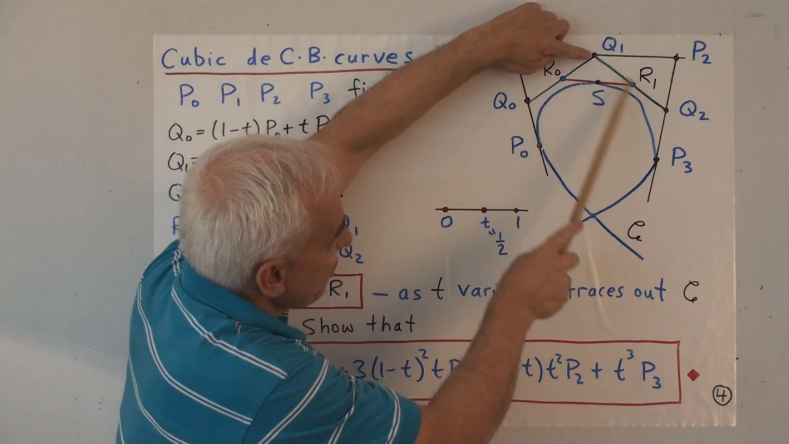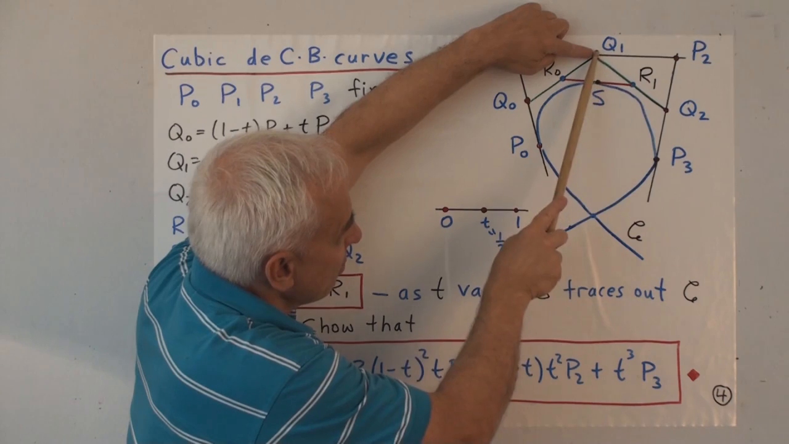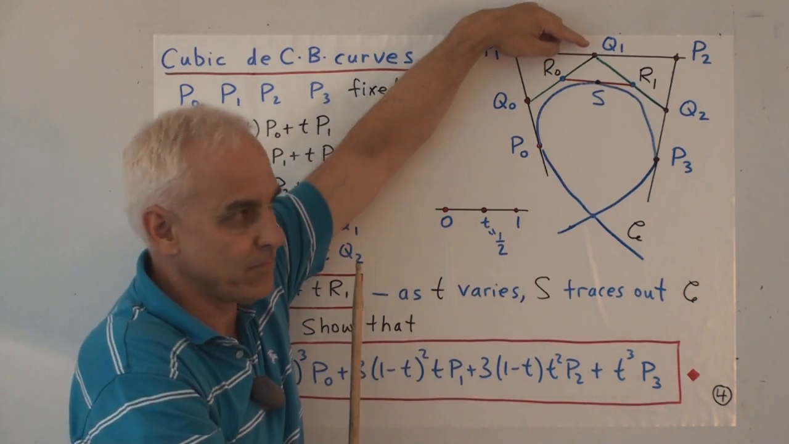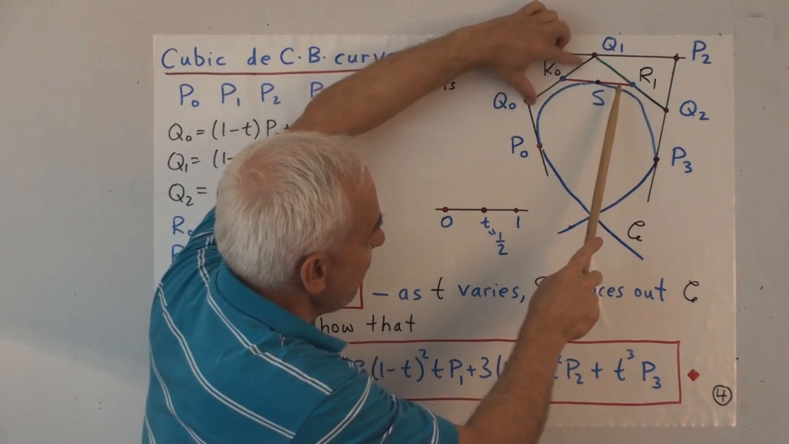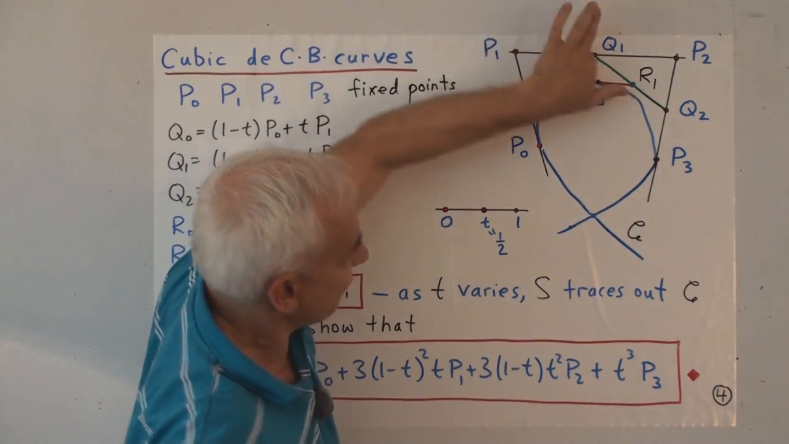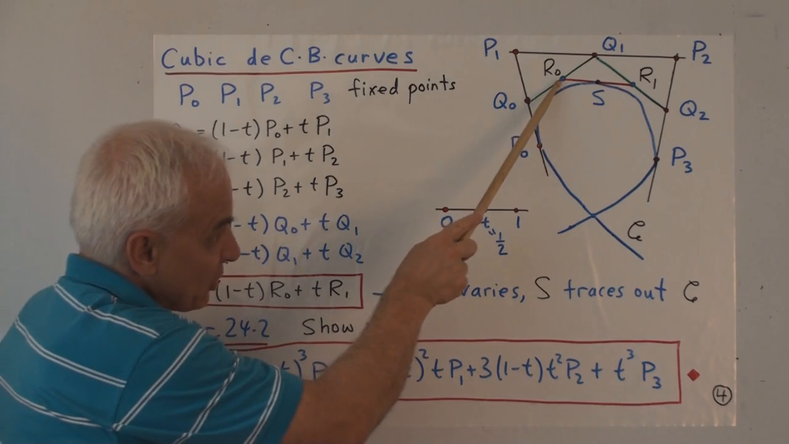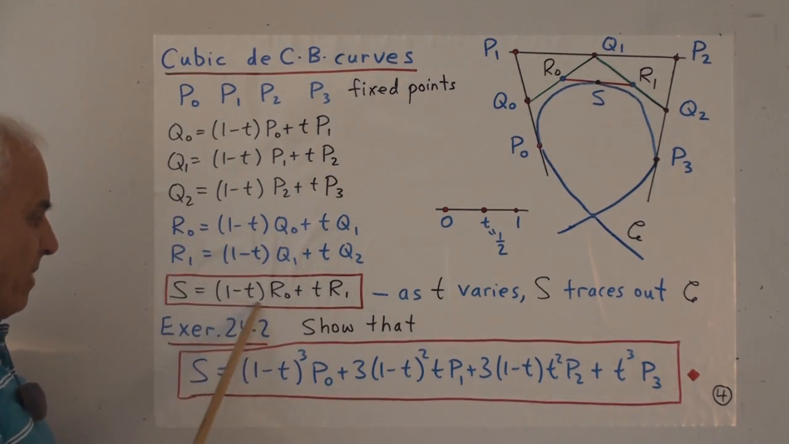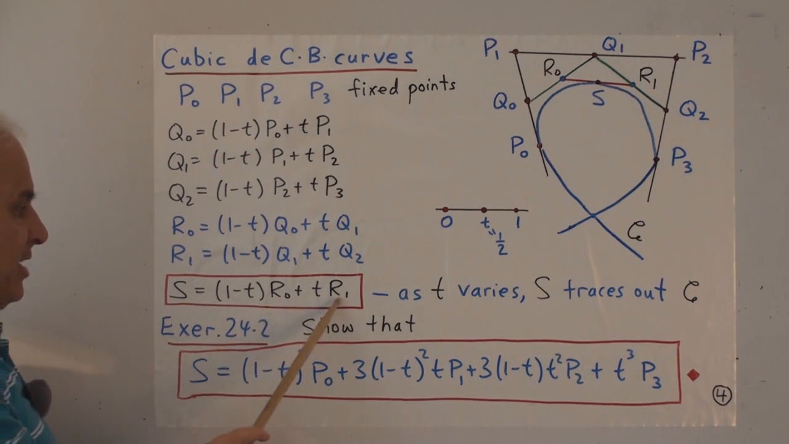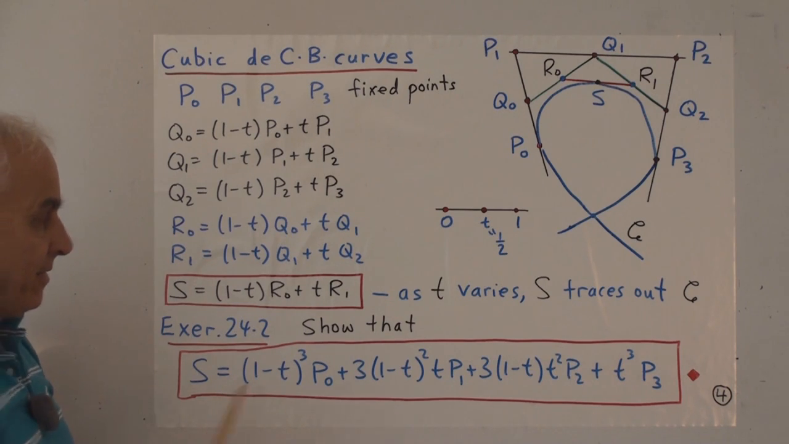We're also going to have another R point, R1, from Q1 to Q2, moving along that segment. So we have now 2 R points, R0 and R1, and they're both moving along these segments, and the segments themselves are also moving. And now finally, we're going to take a convex combination of R0 and R1. That'll be S. So S is (1 minus t) R0 plus t R1. And there it is there.